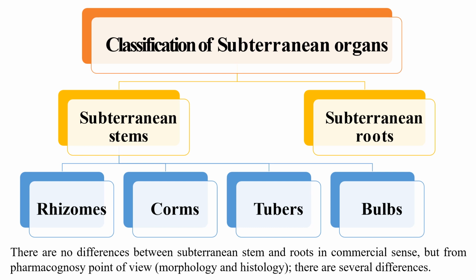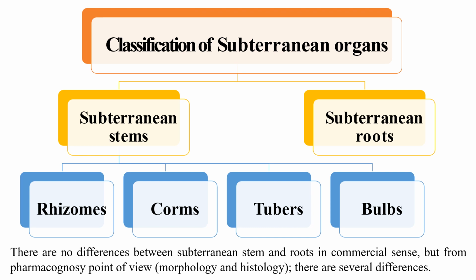Actually, subterranean organs are not only the root as we commonly know. There are two main types of subterranean organs, named subterranean stems and subterranean roots. And later on, we will discuss the subtypes of subterranean stems, such as rhizomes, corms, tubers, and bulbs.